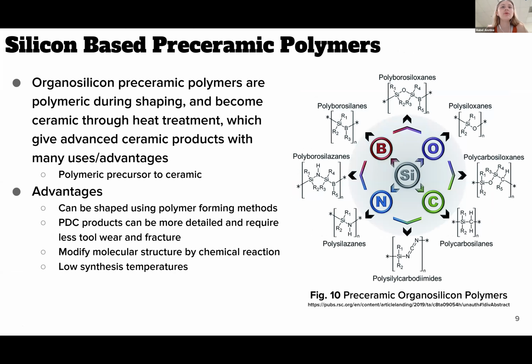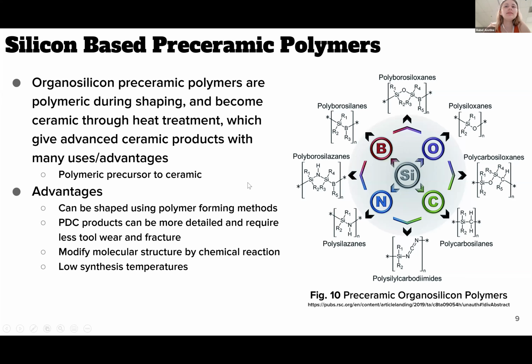So organosilicon preceramic polymers are going to be materials that are polymeric during their first stages and their shaping, and then through heat treatment, they're going to turn into ceramic, which can give advanced ceramic products that have many uses and advantages. So again, they're going to start with that polymeric precursor, which you can see in figure 10 here. So if you start with that silicon and then you add nitrogen, you're going to have a polysilazane precursor, etc. You can see all these kind of classes of preceramics here.